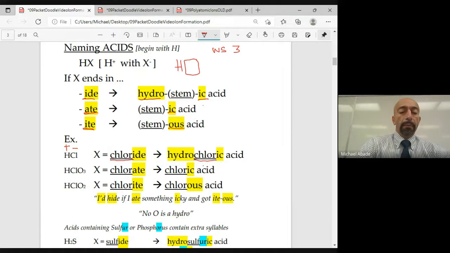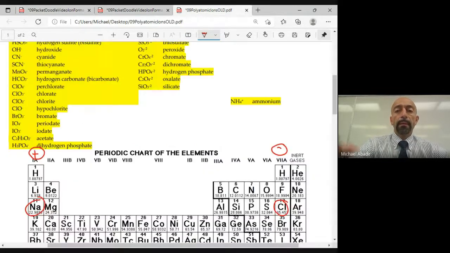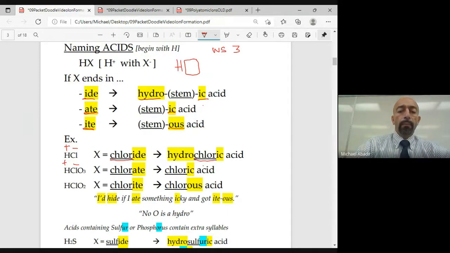Okay, let's suppose that we have H plus attached to a polyatomic ion. In this case, it's chlorate, ClO3 minus. And if you look at your polyatomic chart, you'll see that chlorate is right here, and it has a formula of ClO3 minus. So the "ate" is going to change into "ic." You're going to keep the stem and change "ate" into "ic." So you're just going to call it chloric acid.